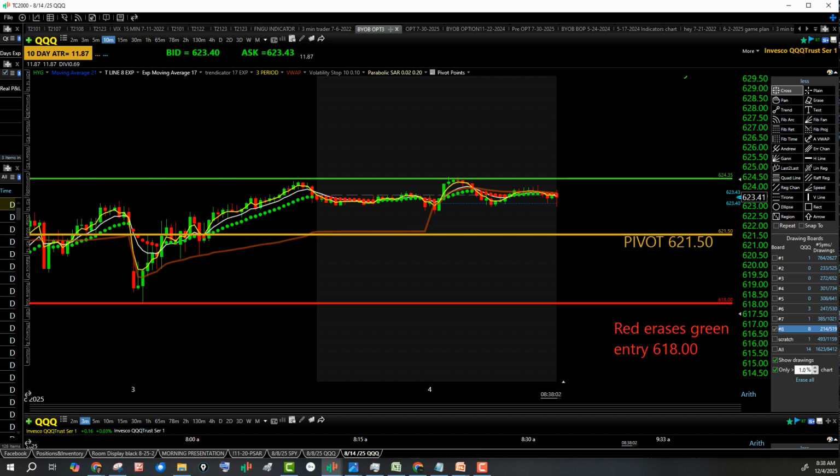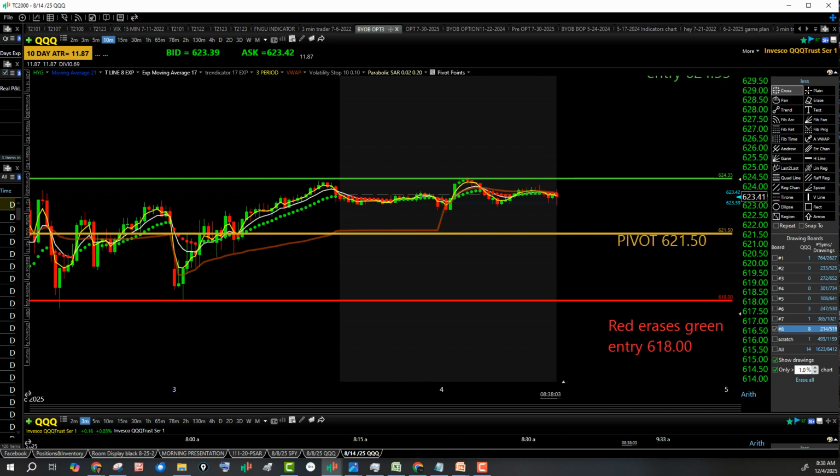So there's QQQ and SPY. Again, break the pivot or 10-minute bearish rubber band candle, or maybe the 5-minute if that's what you like, to come down here. Again, there's my downside trade. It would have to go under the pivot and probably break a 10-minute bearish rubber band candle. And then I would be looking for a downside move, puts, back down to 618. So there's my trading plan for QQQ and SPY.